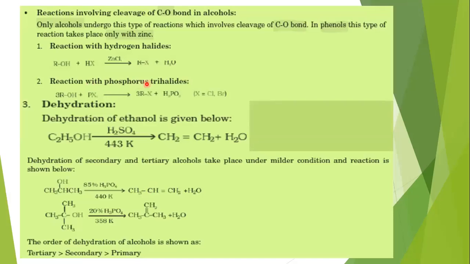Reaction with phosphorus trihalides. 3 molecules of alcohol plus PCl3, or PX3 in general, gives 3 RX, 3 molecules of alkyl halide, plus H3PO3, where X is equal to Cl, Br.